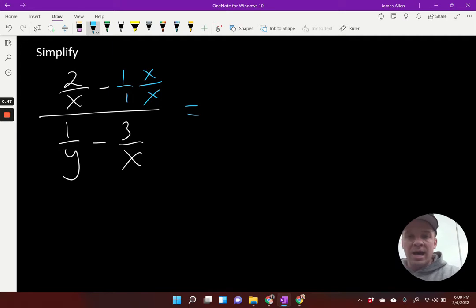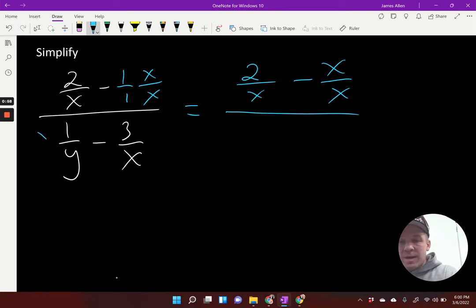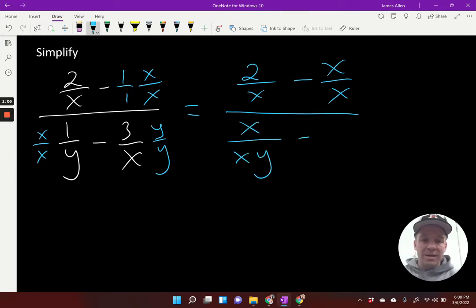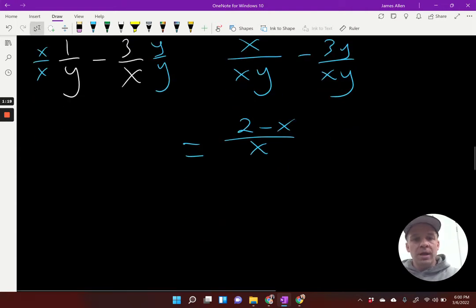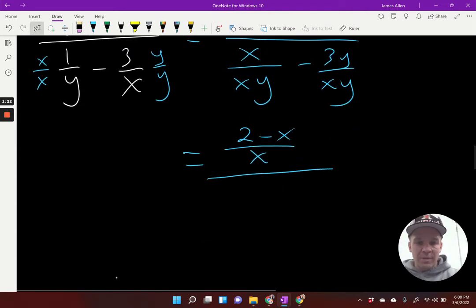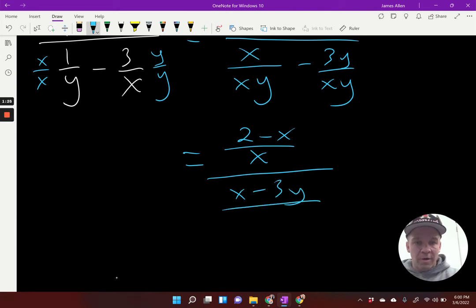All right, so now what I'm going to have is 2 over x minus x over x, okay? My denominator here, I'm going to have to multiply this one by x over x, but this one by y over y to get them to match up. So now I'm going to have x over xy minus 3y over xy. All right. So now I have matching denominators in my numerator and in my denominator. Let's do that. Okay. So I have 2 minus x over x divided by, we have x minus 3y over xy.